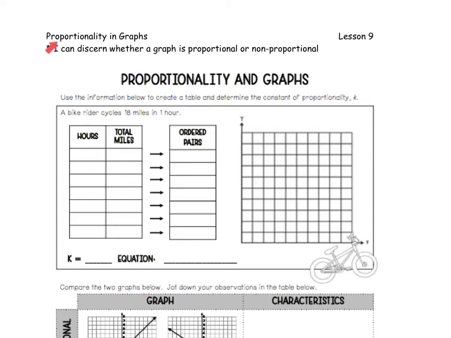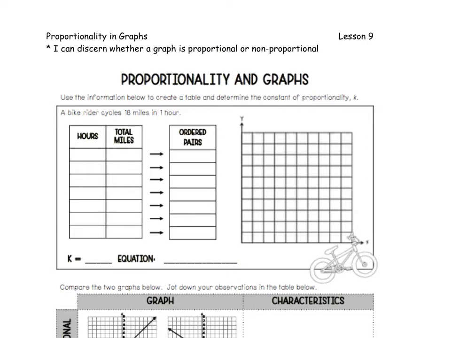Hello, today's lesson is proportionality in graphs, and this is lesson 9. Our goal is I can discern whether a graph is proportional or non-proportional. We're going to try to relate this proportionality and non-proportionality now to graphs, just like we did with tables.